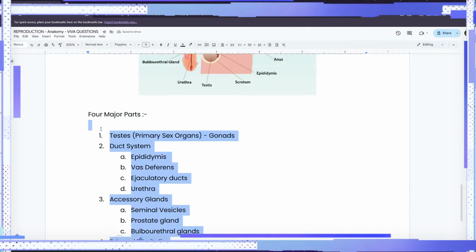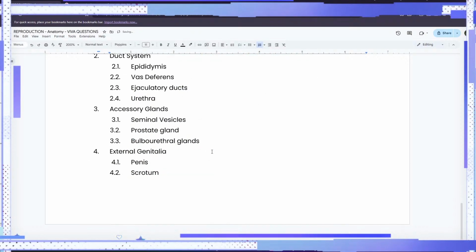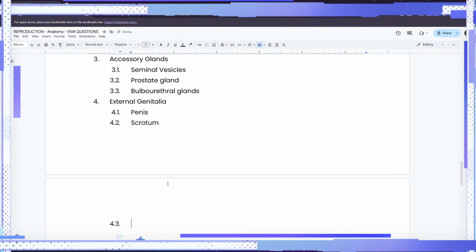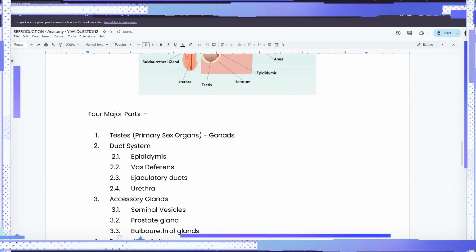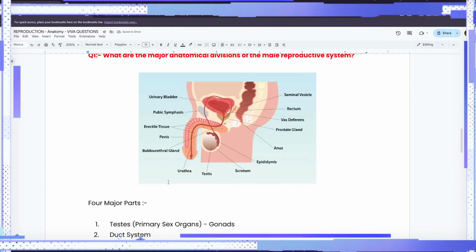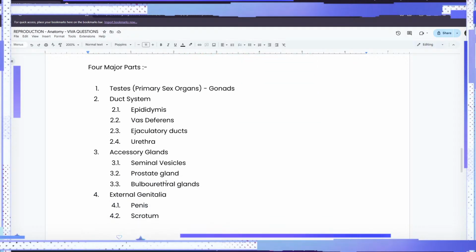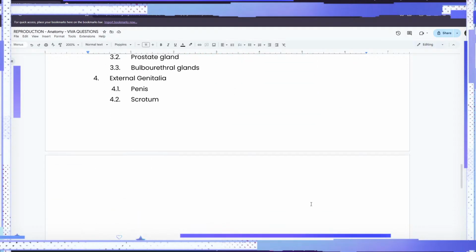Okay, and then of course, let's make this 1.1, right? So set it. Alrighty. Okay, perfect. First question done: major anatomical divisions of the male reproductive system. I think this is good to go. So what are the follow-up questions that can be asked? That's a good question.